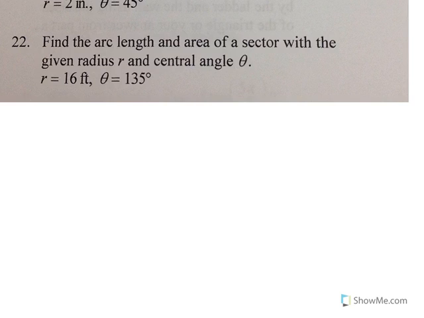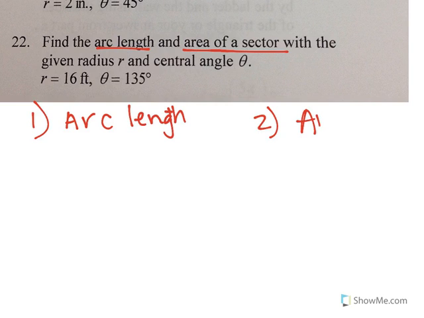Number 22 is almost the exact same thing as number 20, except for one little thing that is asking more than 20. It's asking you to find the arc length and area of a sector. So we have two things: one, arc length, and two, area of sector. So we have actually two formulas that we can use for these two items.